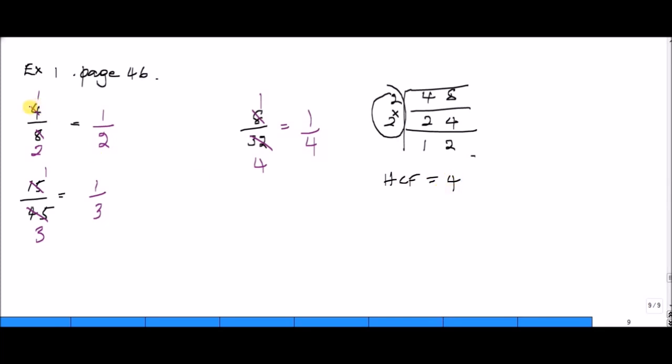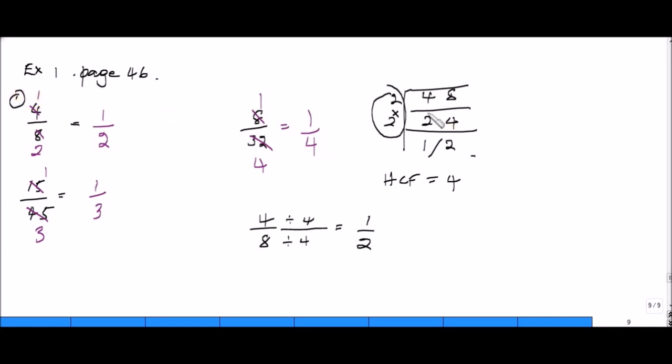So that's what we use here. So we divided the numerator by 4 and divided the denominator by 4. When we were finished, we ended up with a half. Okay, so 4/8 divided by 4, divided by 4 is equal to a half. So it's the same thing as is here for number 1.